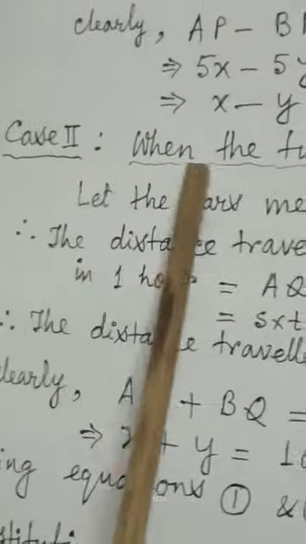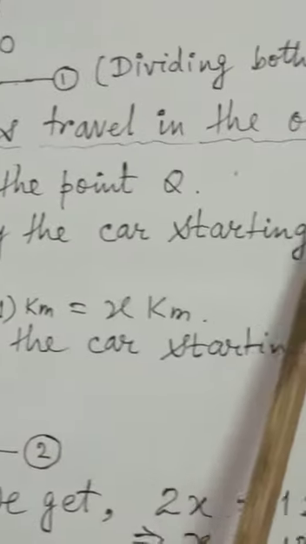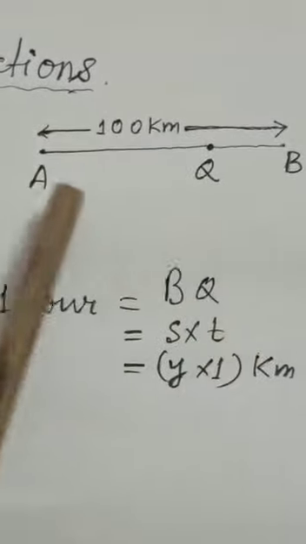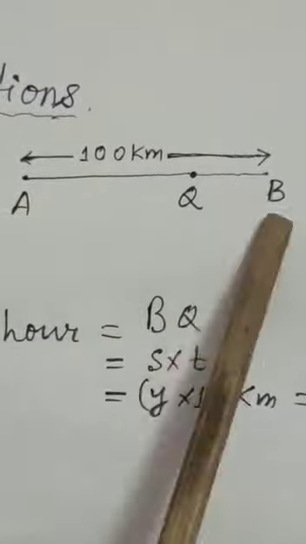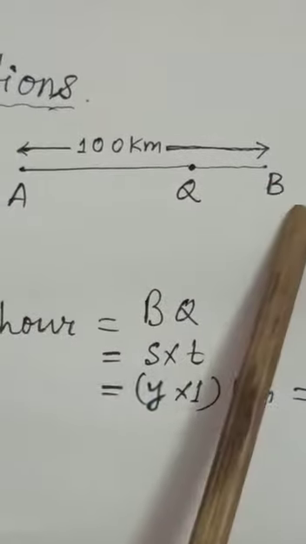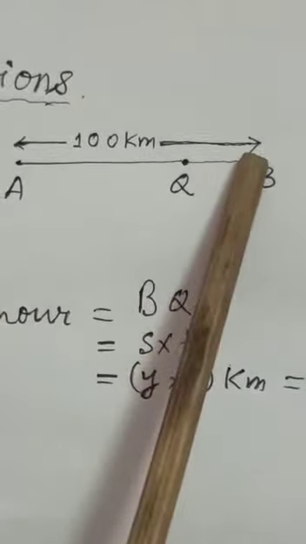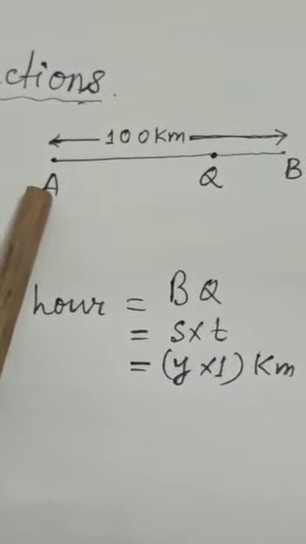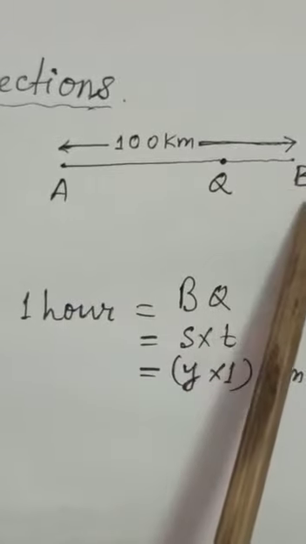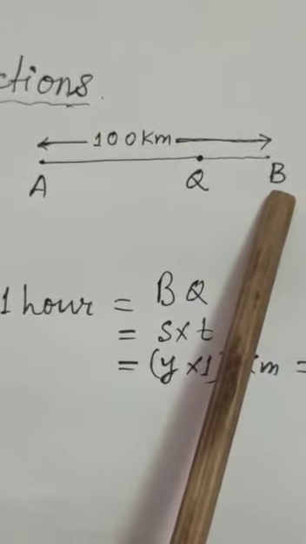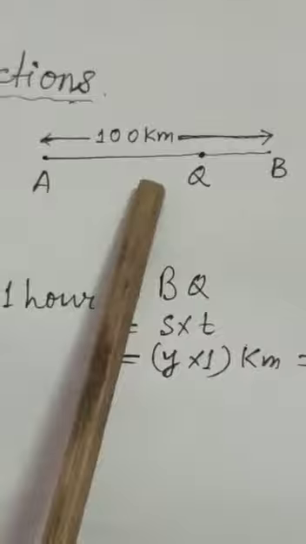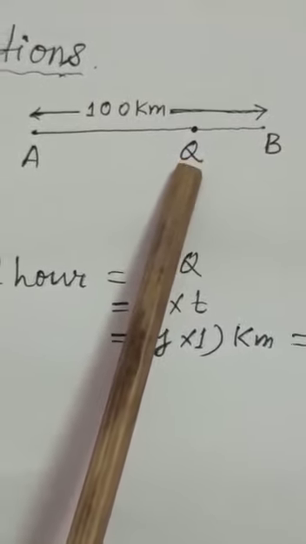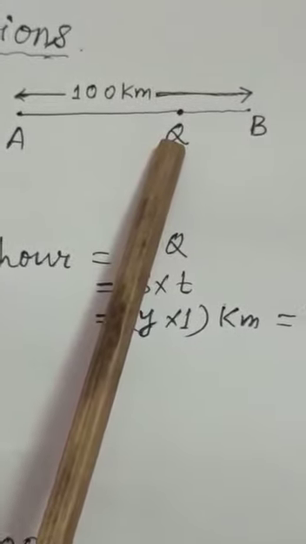Now case 2, when the two cars travel in the opposite direction. Here is the figure. These are the two places A and B, and the distance between AB is 100 km. Now when the two cars starting from A and B travel in the opposite direction, let us suppose that they meet each other at the point Q in 1 hour.